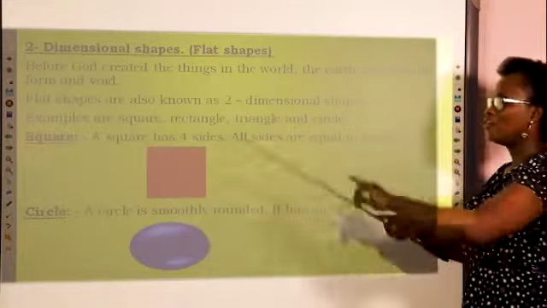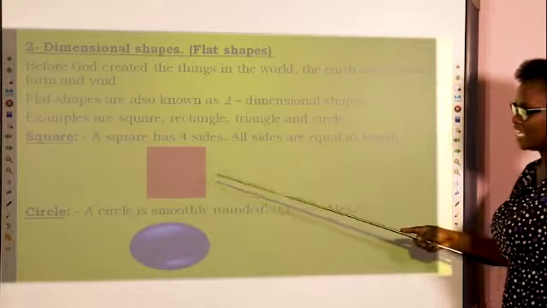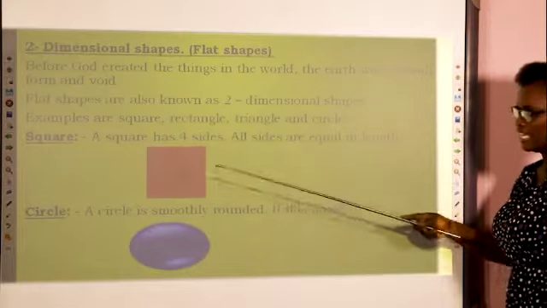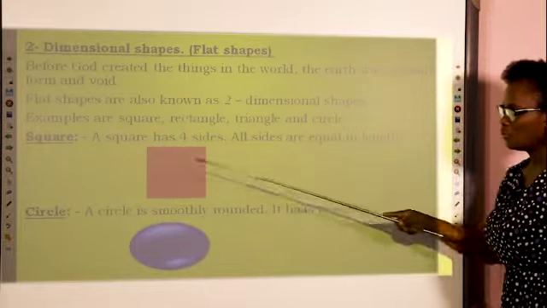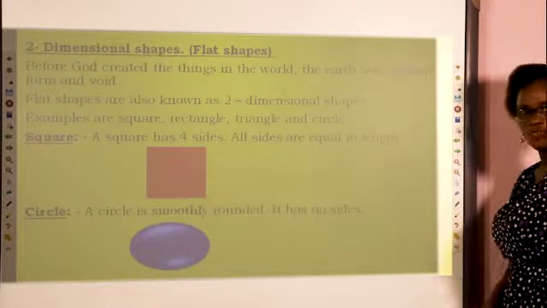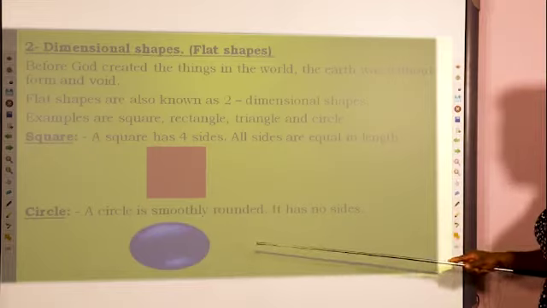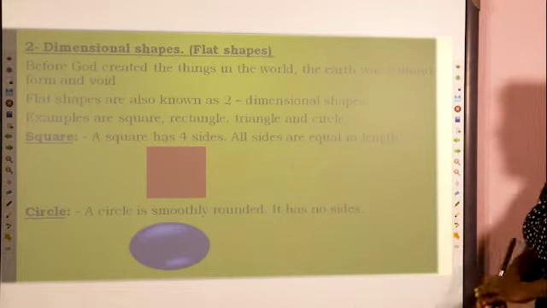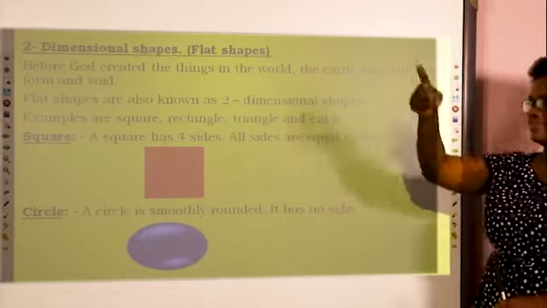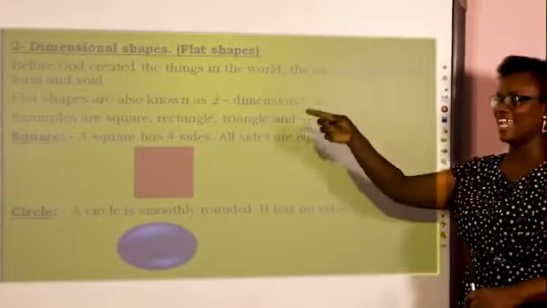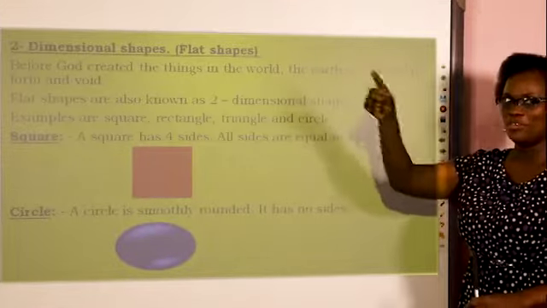A square has 4 equal sides. Can we see? And all sides are equal. Let's count. 1, 2, 3, 4. Beautiful. A circle. A circle is smoothly rounded. It has no sides. So let's draw round. Let's go again. Round. Beautiful.